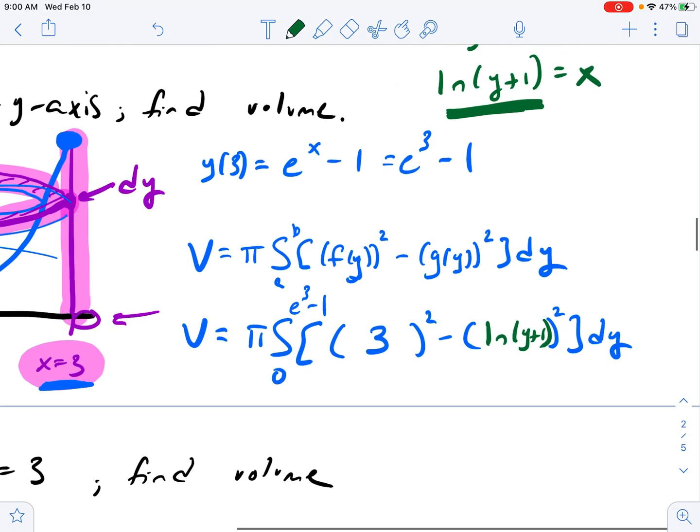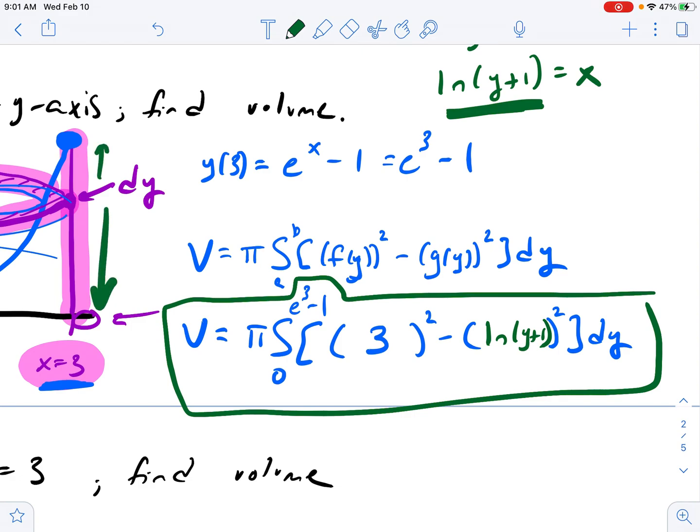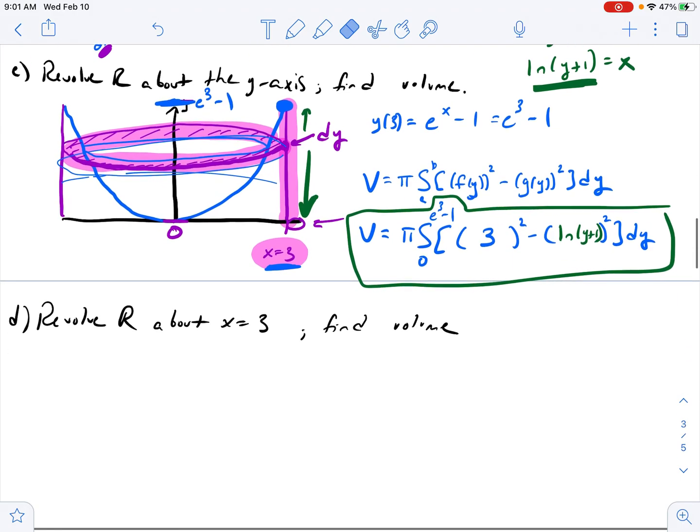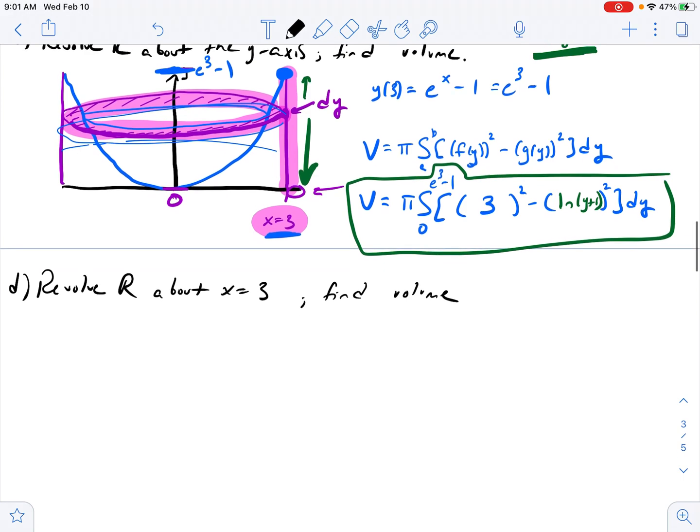And there we have it. As ugly as it may look, this is an integral that would give us the volume of that region. Pi integral 0 to e cubed minus 1 for the y bounds going up and down. We've got the larger radius, x equals 3, squared, and the smaller radius of the form x equals something in terms of y, squared. And that's the gist. With some practice, these things end up not being too bad. They look uglier than they are.